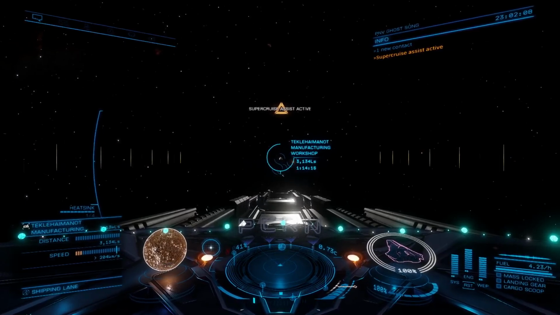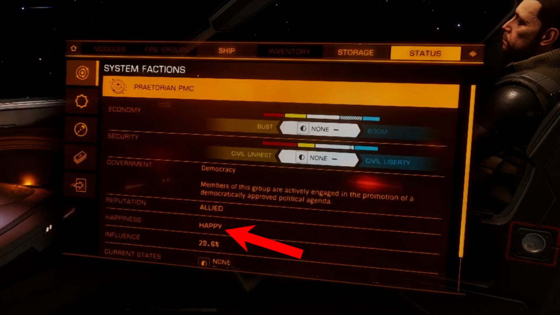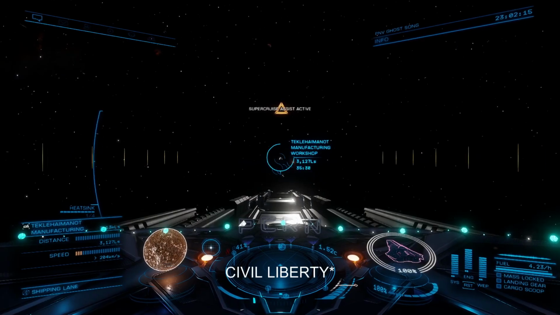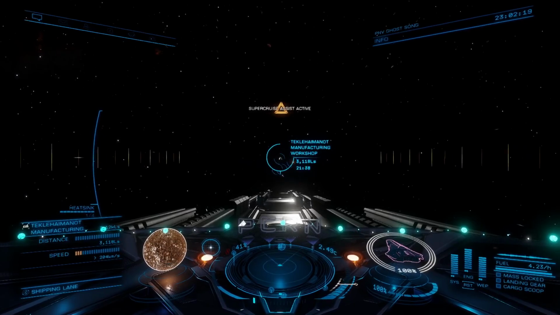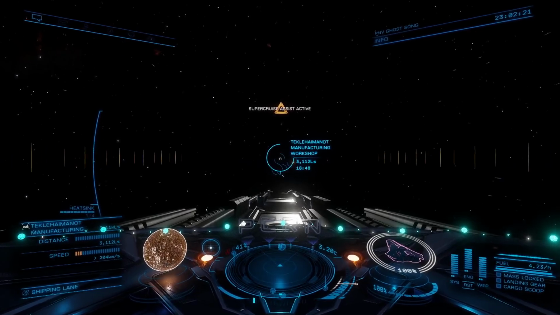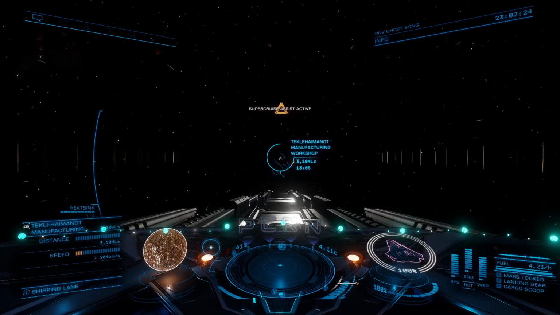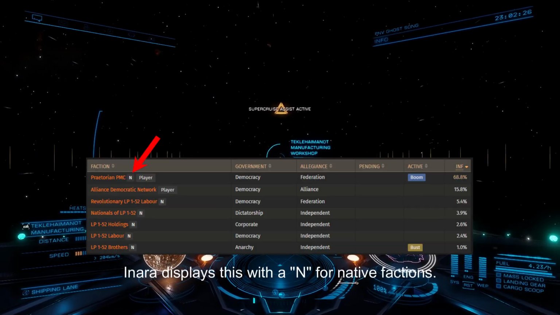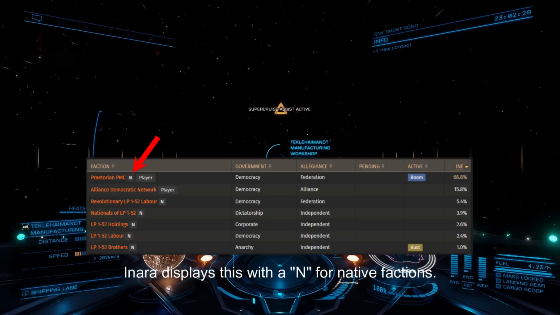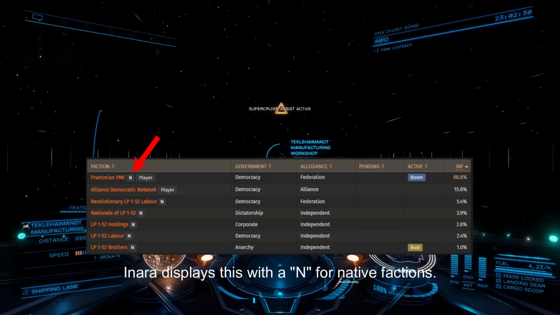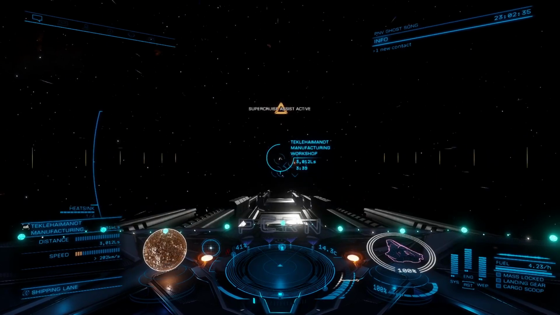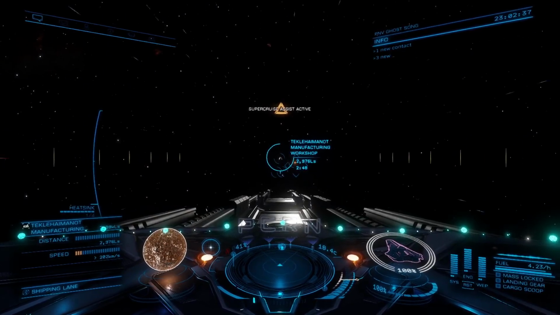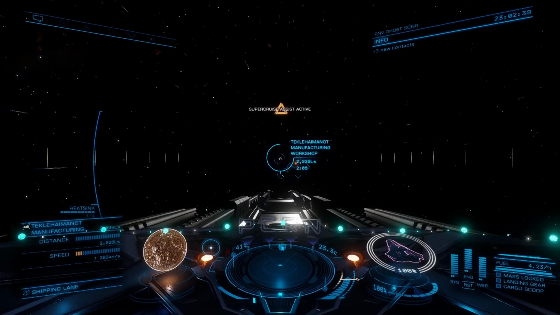The population also has a happiness level. The happiness level of a faction can trigger secondary states like civil liberty if the faction is very happy, or civil unrest if the faction is not happy. Factions can also be considered native or non-native. Native factions just means that that's their home system, and non-native factions have expanded into that through BGS manipulation. We'll talk about that a little bit more in just a moment. Next is the states.